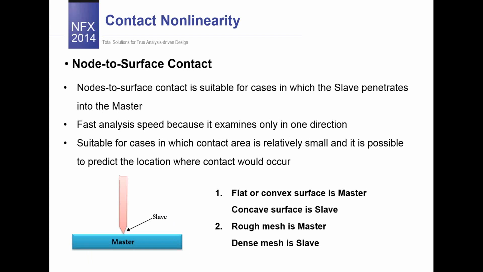The second type, node to surface contact, is used for the cases in which the slave segment penetrates into the master segment only, and this increases the speed of the analysis because only one direction is checked when searching for the contact. So it's used for the cases in which the contact area is relatively small, and it's also possible to predict the location where the contact would occur.